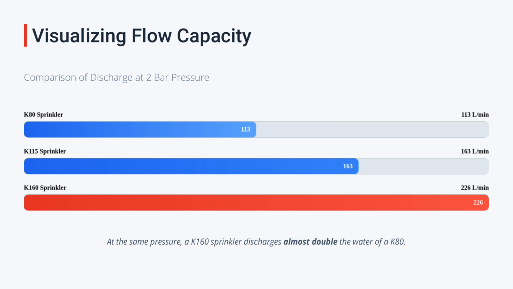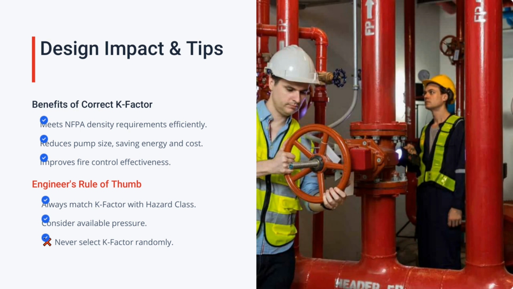The key takeaway is this. At the same pressure, a K80 sprinkler delivers less water, while a K160 sprinkler delivers almost double the water. This shows why selecting the right K factor is critical for effective sprinkler design. Choosing the correct K factor has a direct impact on sprinkler system performance.